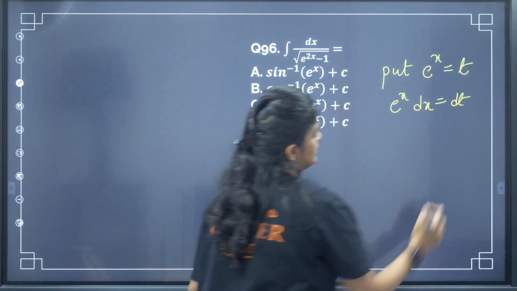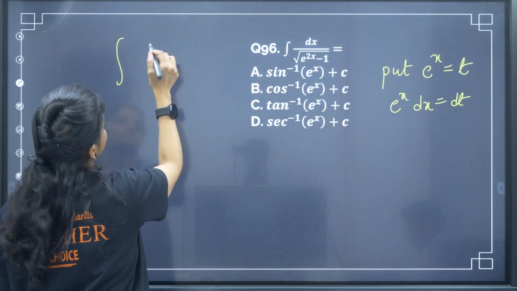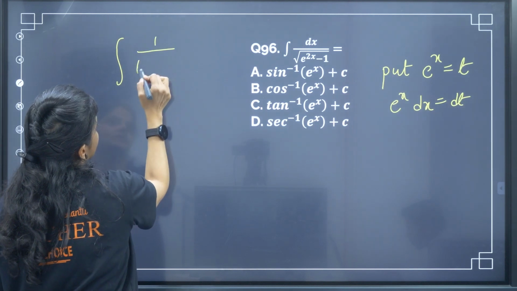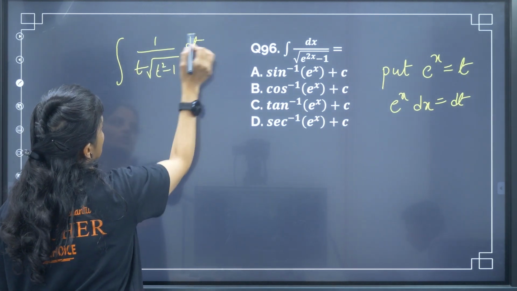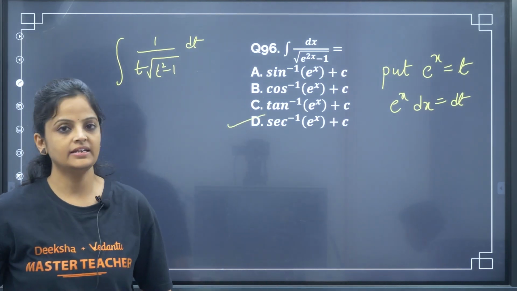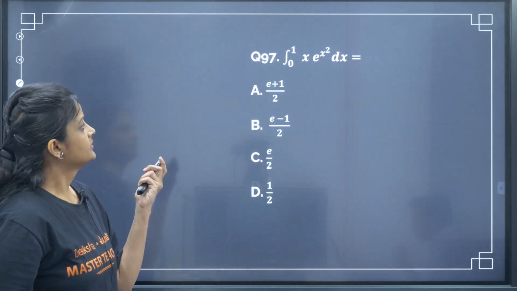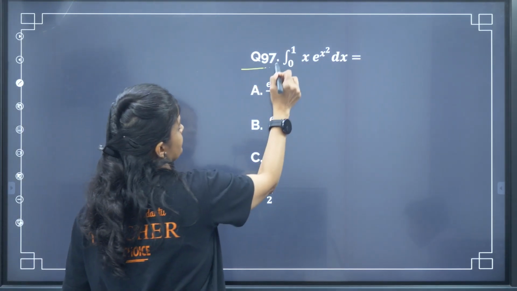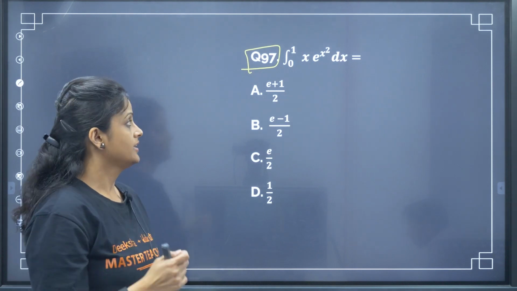That is equal to dt. Put it in the question. So dt, 1 by t root of t square minus 1. That's all. That is a standard integration, secant inverse e to the power of x plus c, option D. 97th question. Integral of x into e to the power of x square dx.